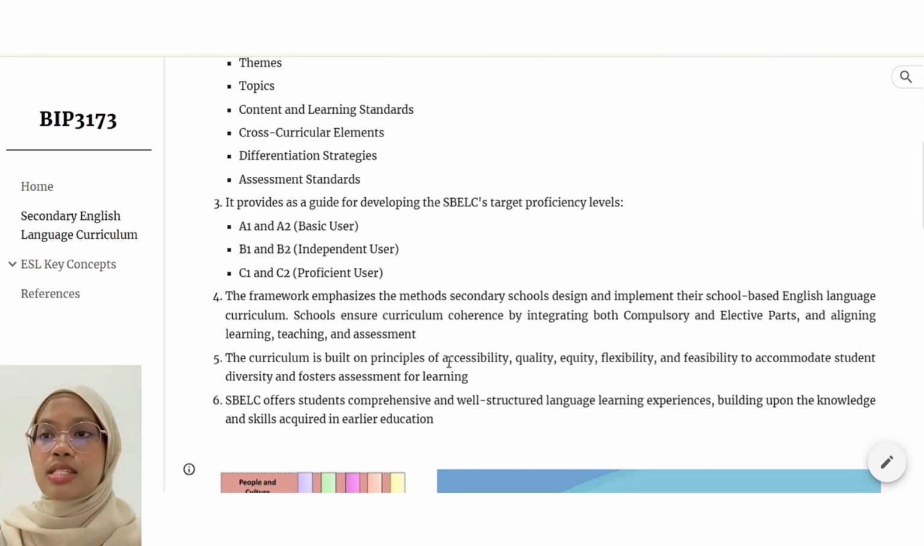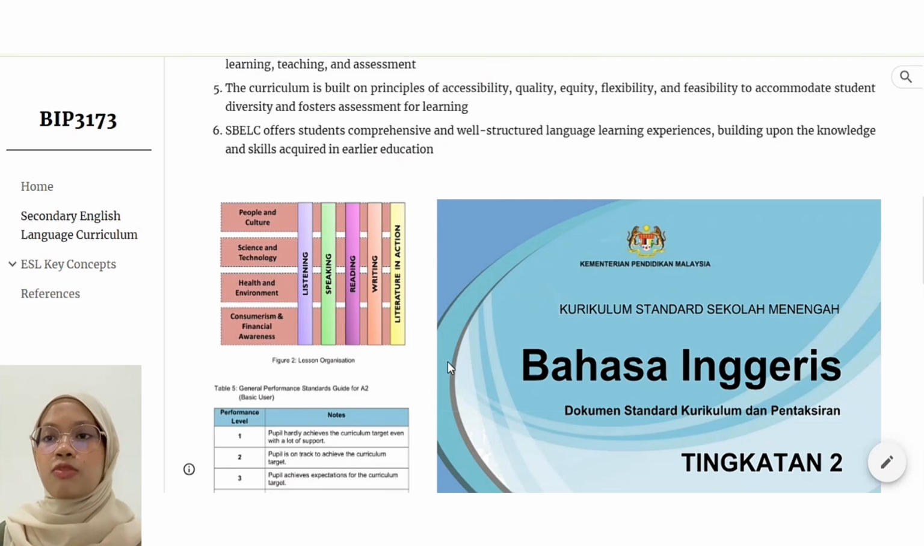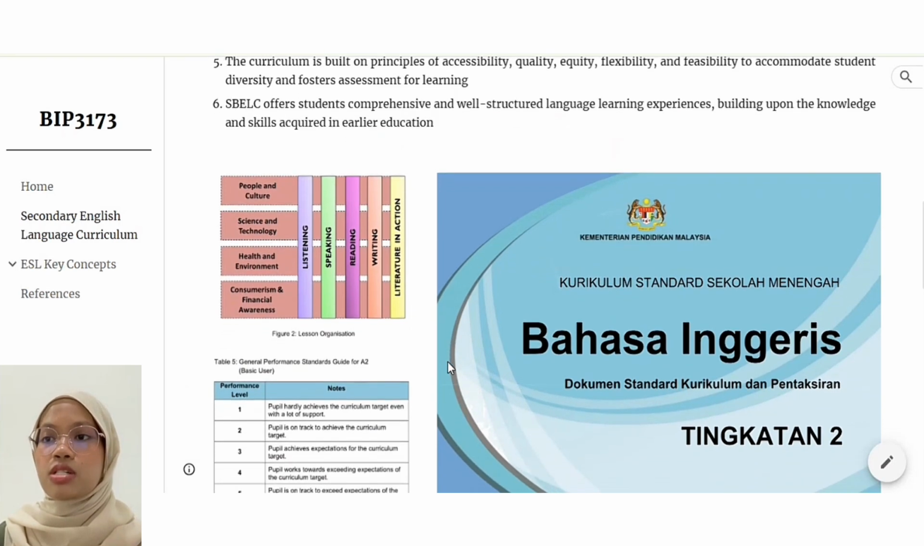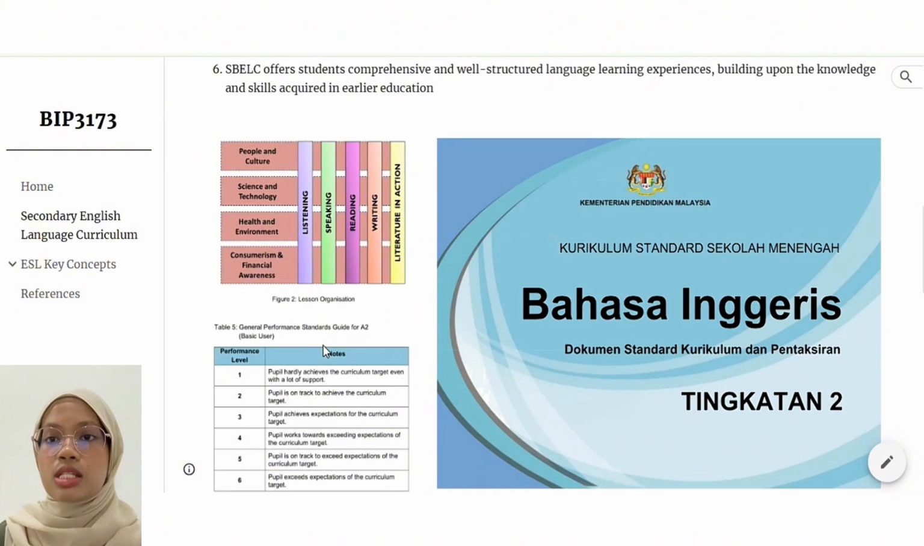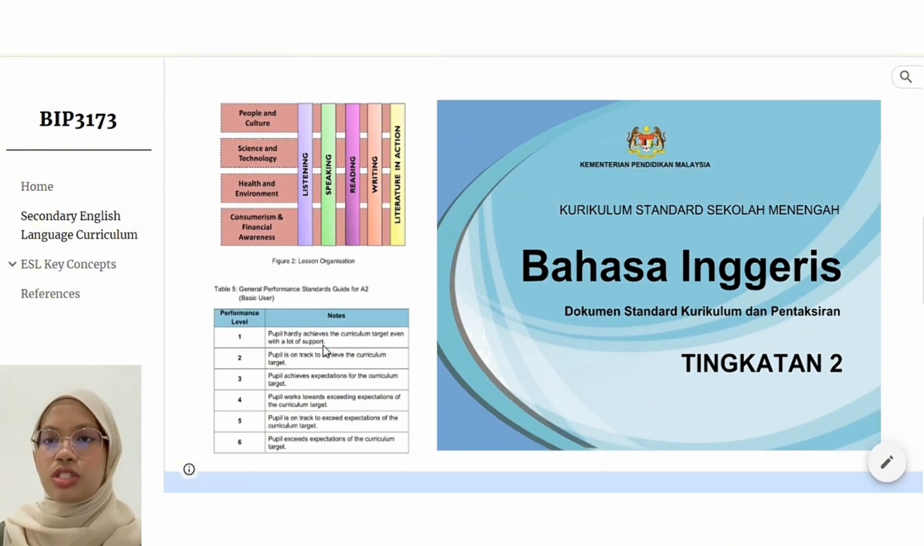It emphasizes the methods secondary schools use to design and implement their school-based English language curriculum. Schools ensure curriculum coherence by integrating both compulsory and elective parts and aligning learning, teaching, and assessment. As you can see from the pictures below, here is one of the examples of the SBELC, which in this case is for Form 2. And as I mentioned, they provide the lesson organization, the key components, as well as the performance level and its description, according to CEFR levels.